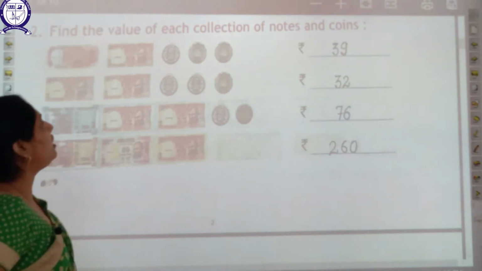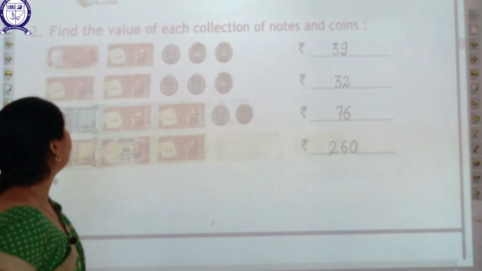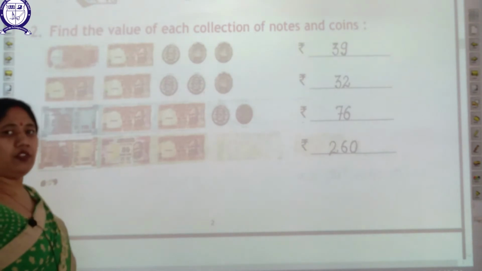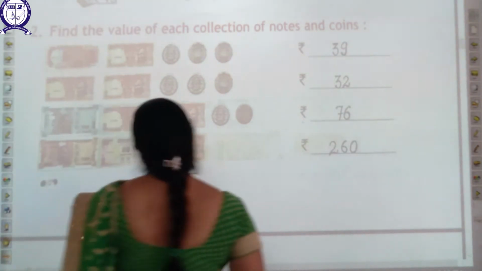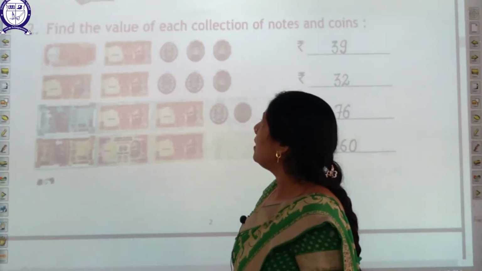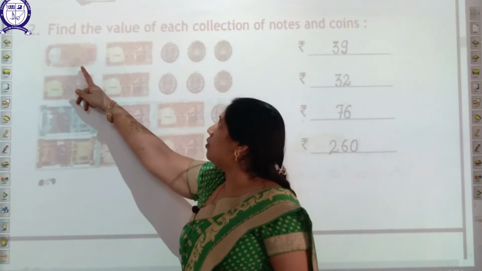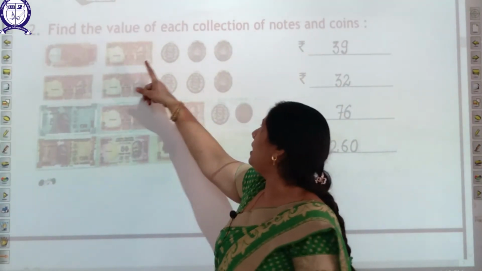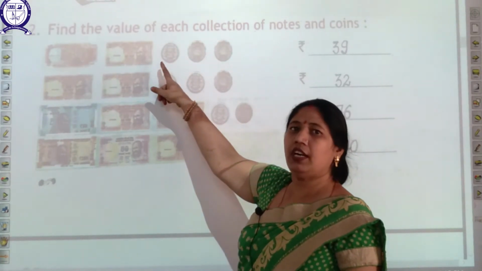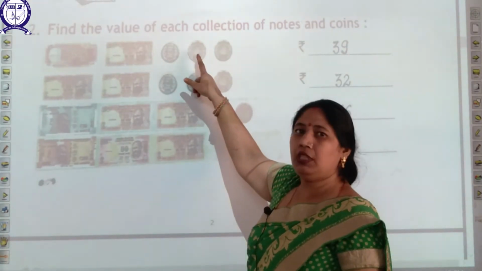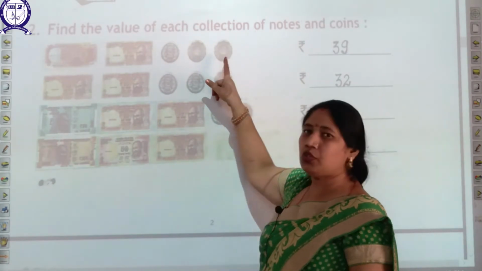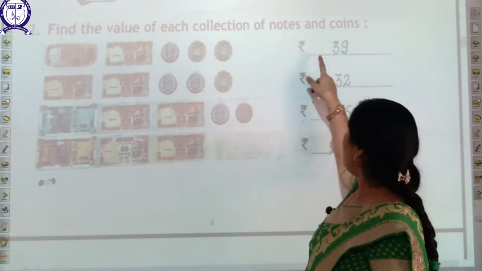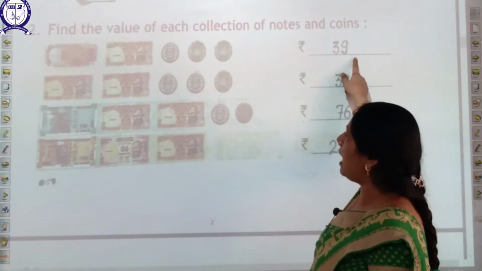Find the value of each collection of notes and coins. So we have to count all these coins and all these notes. Look here, 20. 20 plus 10, 30. 30 plus 5, 35. Plus 2, 37. Plus 2, 39. So we have to write here rupees 39.